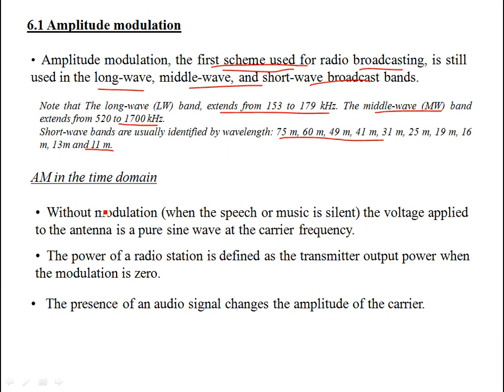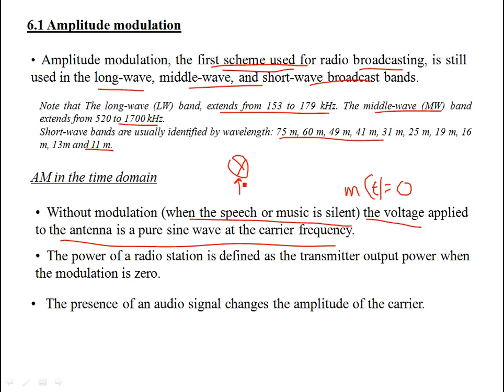In the time domain, without modulation, when the speech or the music is silent, you have no modulating signal. So m of t is 0. What you have at the mixer is only the carrier. You are left with the carrier signal. So when the message signal is 0, the voltage applied to the antenna is a pure sine wave at the carrier frequency. If you don't have anything to mix, you only have the carrier coming through. So this is the carrier signal.